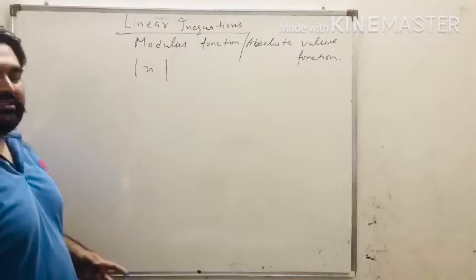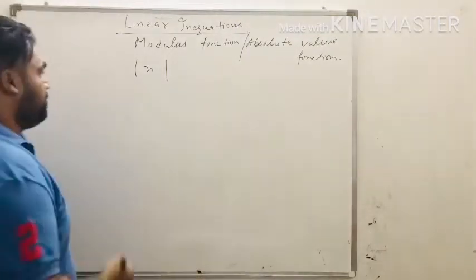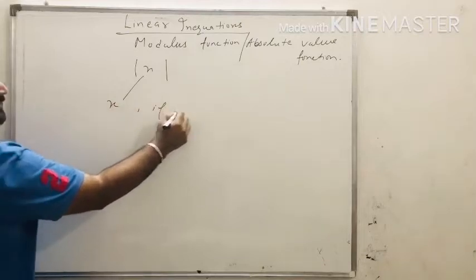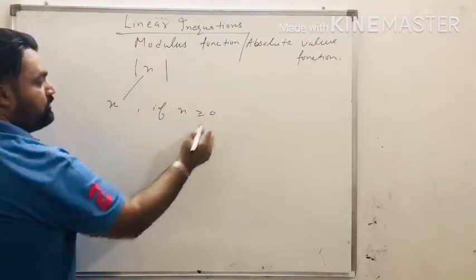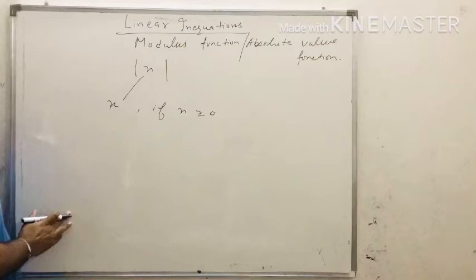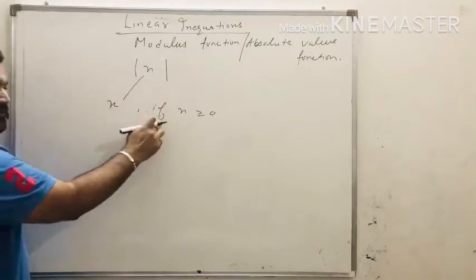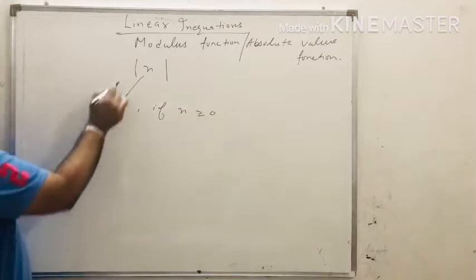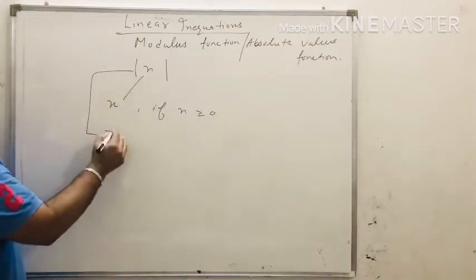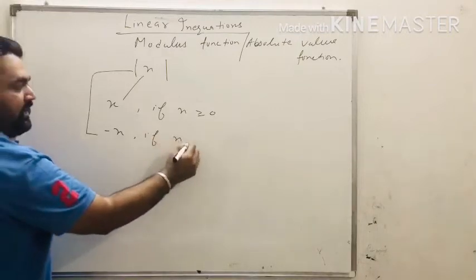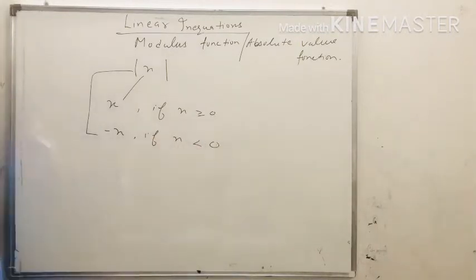Now the modulus gives two values, either x if x is greater than or equal to 0. Modulus x becomes x if x is greater than or equal to 0. But modulus x becomes minus x if x is less than 0.